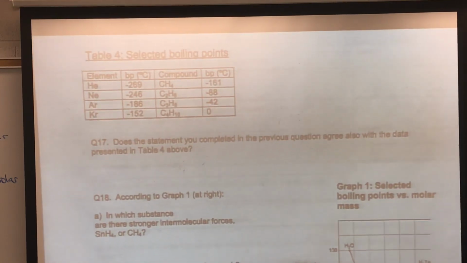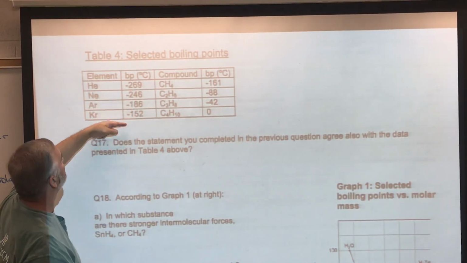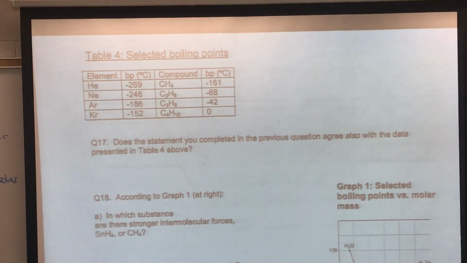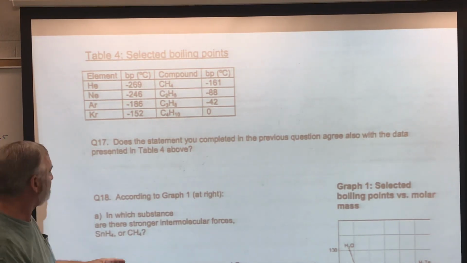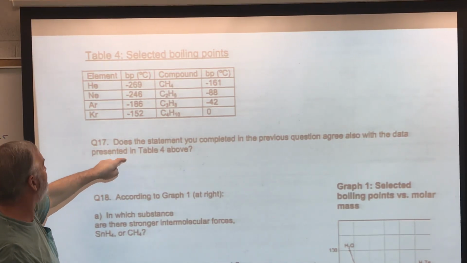Another table of selected boiling points. Again, you can see as the compounds are increasing in size, the boiling point is increasing. Okay? So, does the statement you completed in the previous question agree with the data presented here?